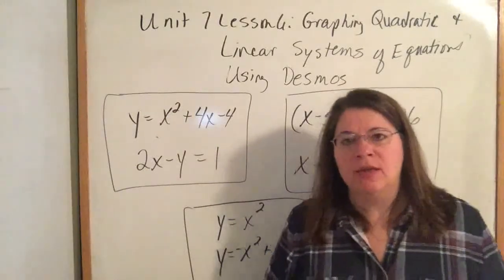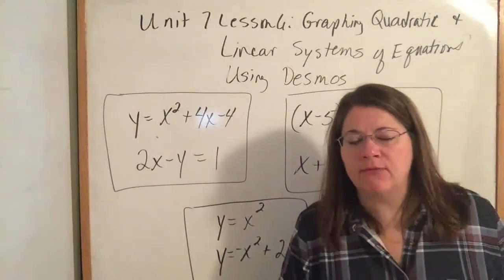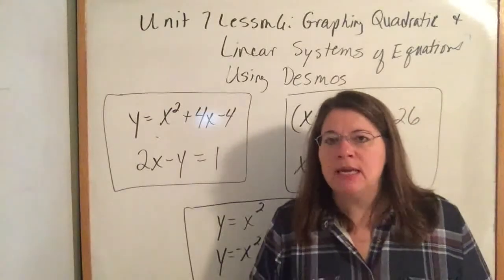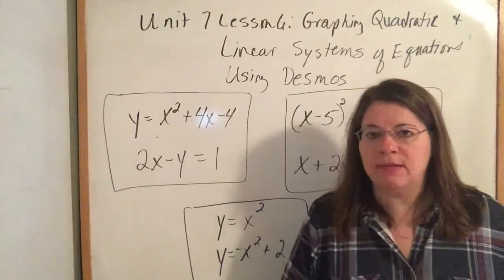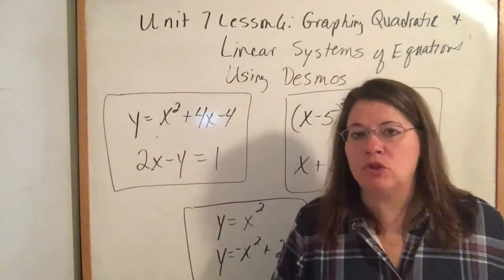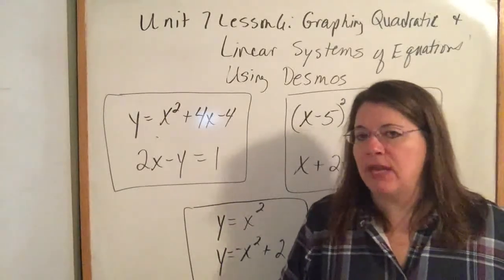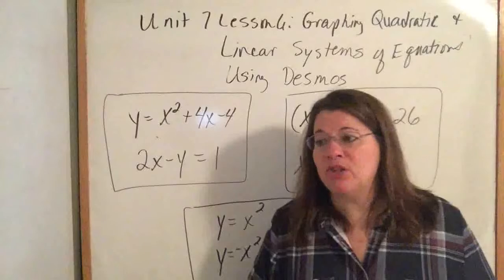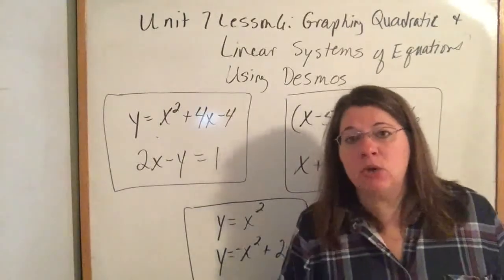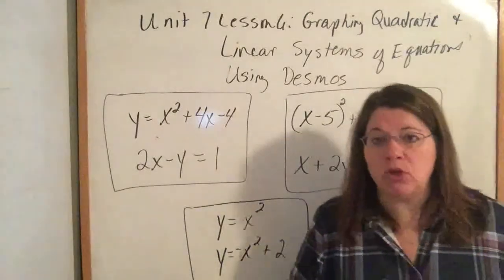system of equations. The basic thing that you need to understand for solving systems of equations is that the solution to a system of equations is where those two graphs intersect. And you can have as much as 4 intersections depending on what equations I give you.